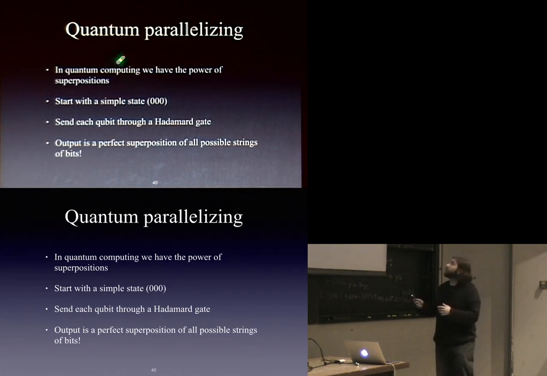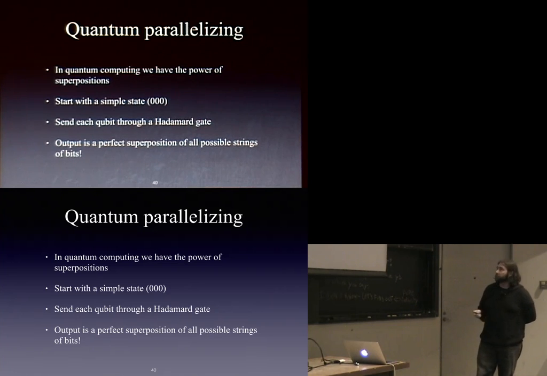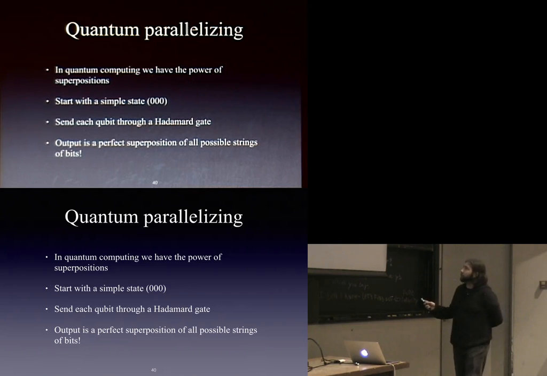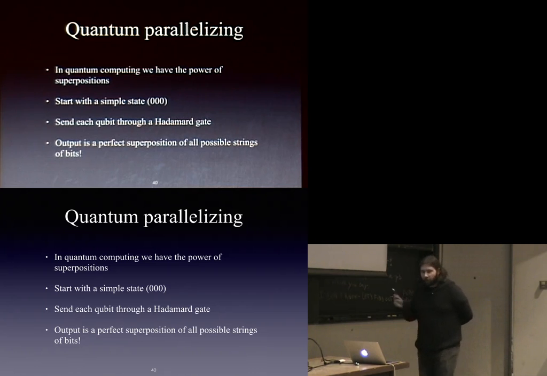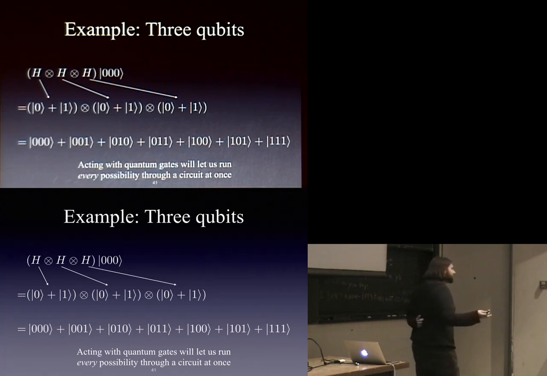Since we have the power of constructing states that are superpositions of different classical states, we're going to do the following. I'm going to start with a simple state. So let's think about 3 bits. I'll start with 0, 0, 0. Now if I send each bit through a Hadamard gate, the output is going to be a perfect superposition of all possible inputs. So what does this look like?